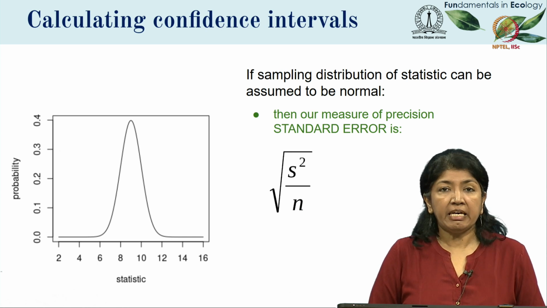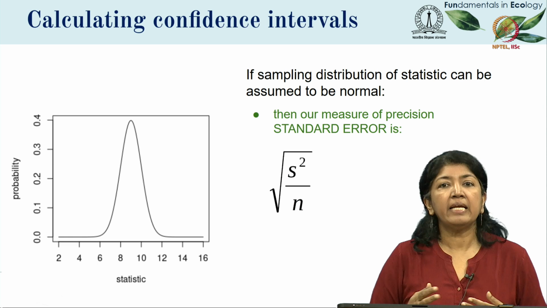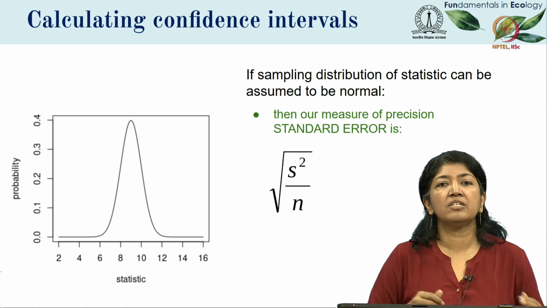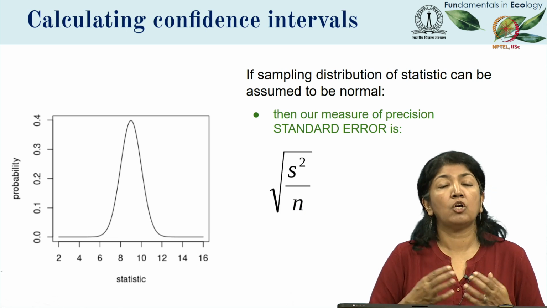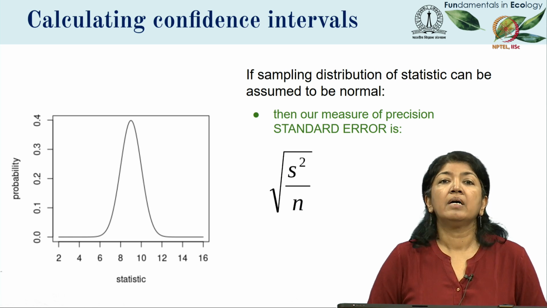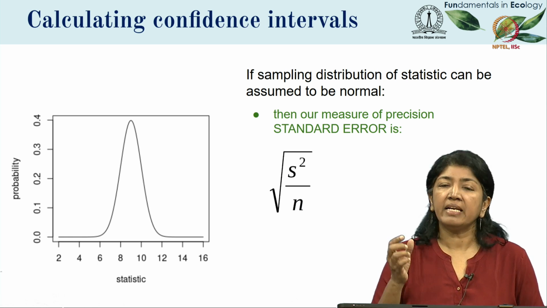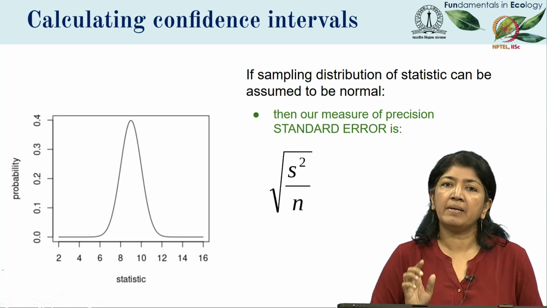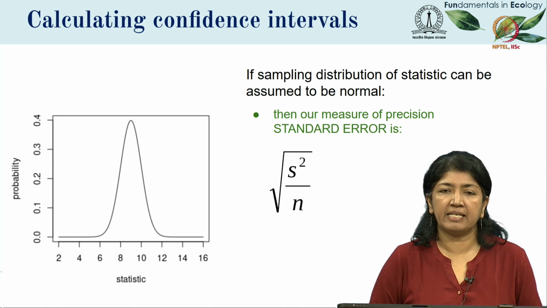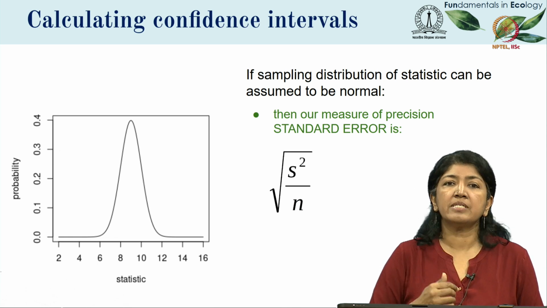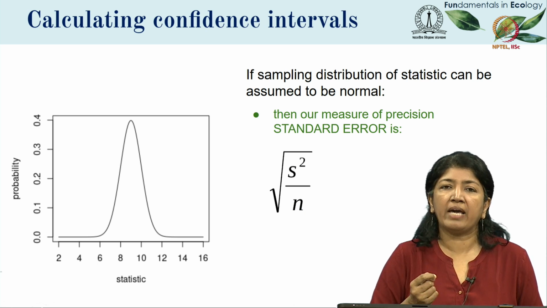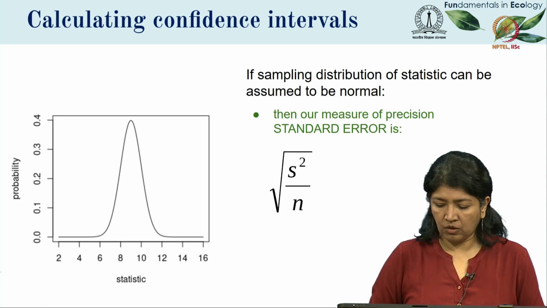The good thing is that for many ecological cases, the statistic that we are measuring, we can assume it to be normally distributed. This is because of the central limit theorem. I will let you go and look that up. But because of the central limit theorem, we can quite often assume the sampling distribution of the statistic to be normal in our ecological studies. We then use this way of calculating the standard error to construct our confidence interval.